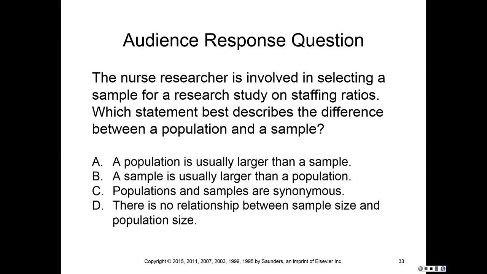Here's a question for you. The nurse researcher is involved in selecting a sample for a research study on staffing ratios. Which statement best describes the difference between a population and a sample? A, population is usually larger than a sample. B, a sample is usually larger than a population. C, populations and samples are synonymous. D, there's no relationship between sample size and population size. Okay, which did you pick? I hope you picked A.